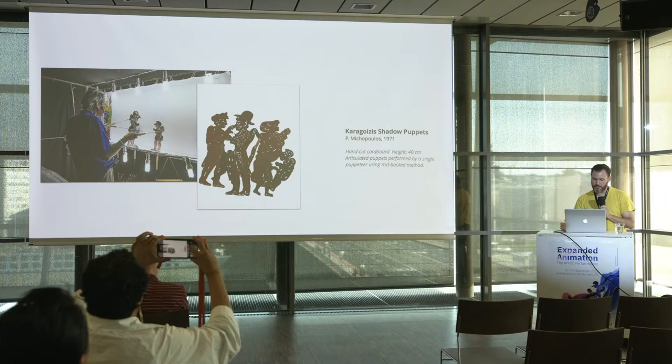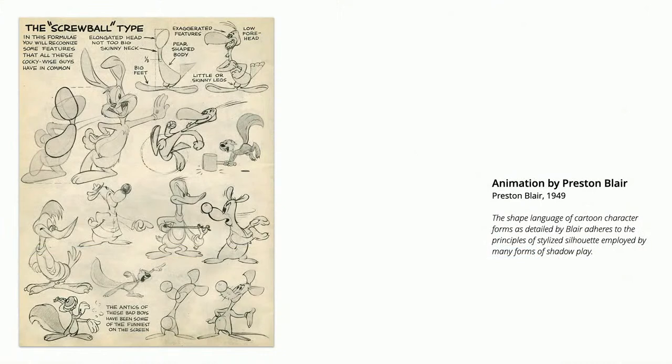Karagiozis has a long tradition of political satire, employing flat, two-dimensional puppets made from leather that utilize colorful and stylized silhouettes. Their exaggerated features, such as large eyes and distinctive bulbous shapes, contribute to the cartoonish and comedic nature of the performances. And it's not a far stretch to see how the shape language of cartoon character forms, as detailed by someone like Preston Blair, adhere to the principles of stylized silhouettes employed by many forms of shadow play.